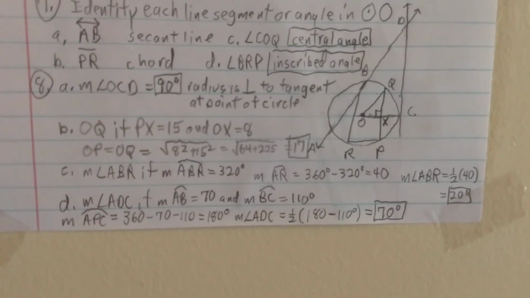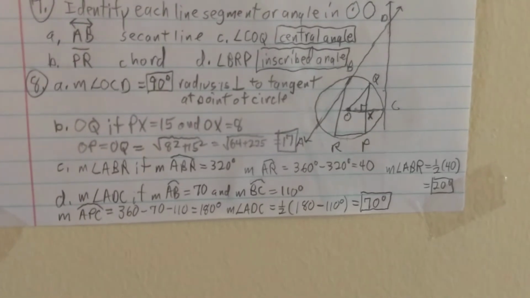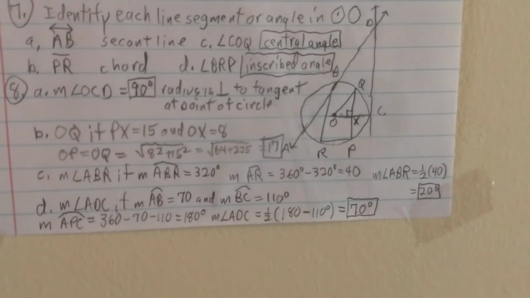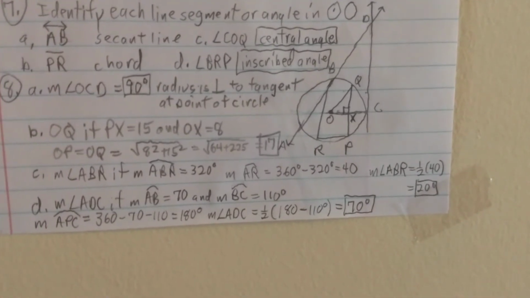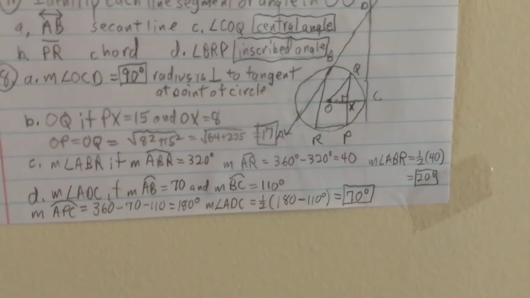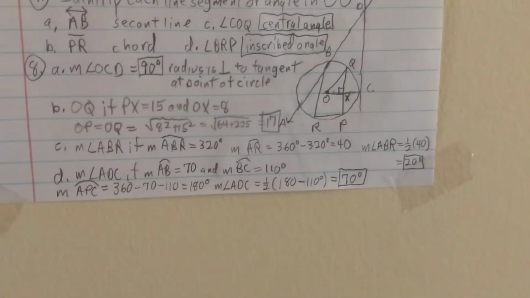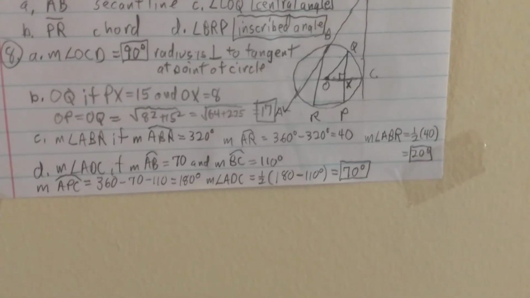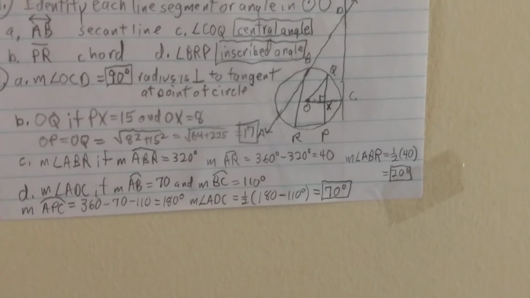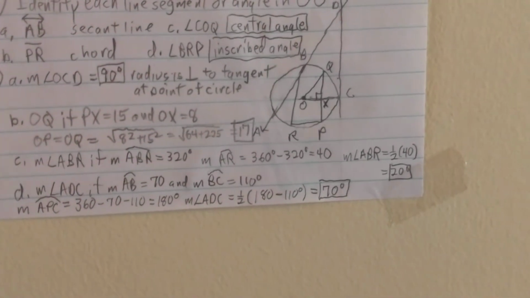Now the measure of APC. Find the measure of ADC if the measure of arc AB is 70 and the measure of BC is 110. So we can get all the way around from A through B through Q through C, and that gives us 180 really. So the measure of arc APC is equal to 360 minus 180, which is 180.